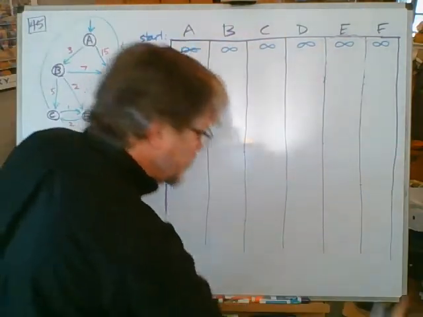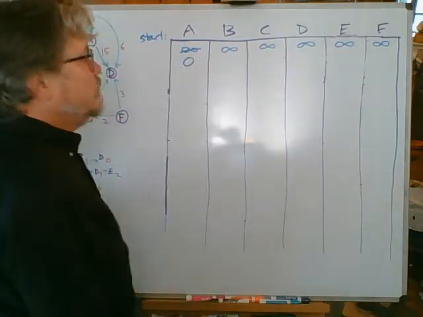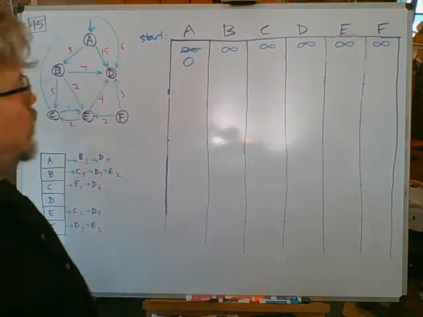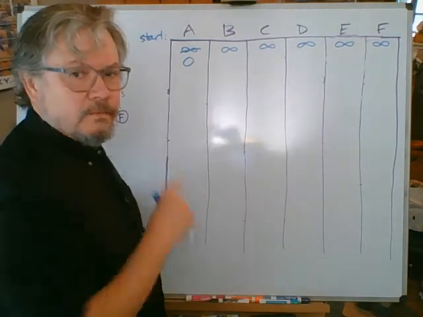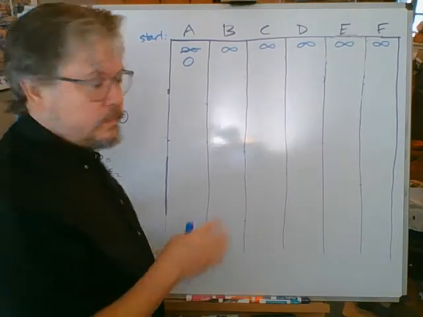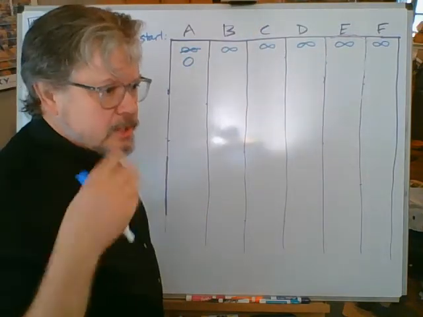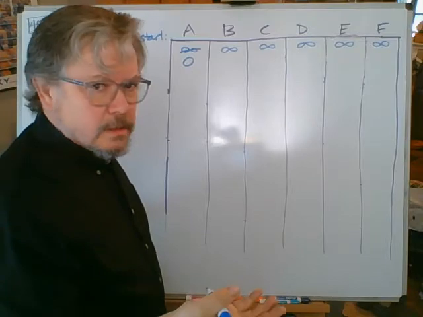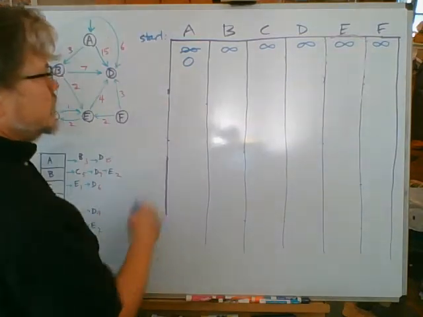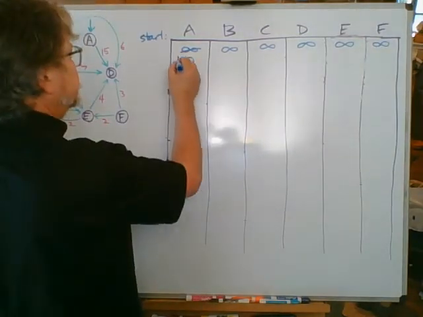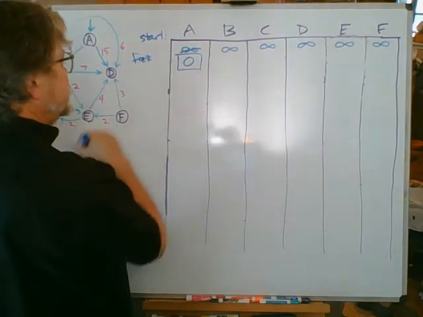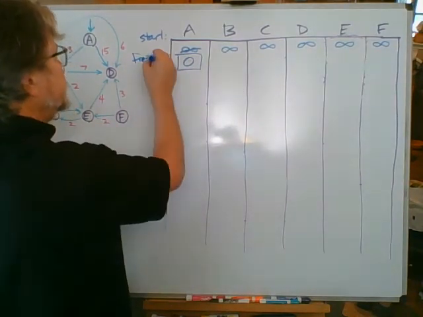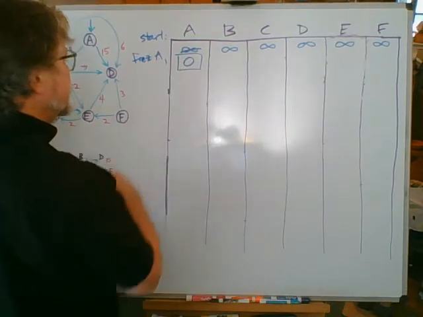Now, let the iterations begin. What do we do at the beginning of the iteration? We find the smallest unfrozen distance. None of them are frozen at this point. The smallest unfrozen distance at this point is the only one that's not infinite. And then we freeze it. I'm still using the same abbreviation, F-R-E-Z is freeze. Freeze A.